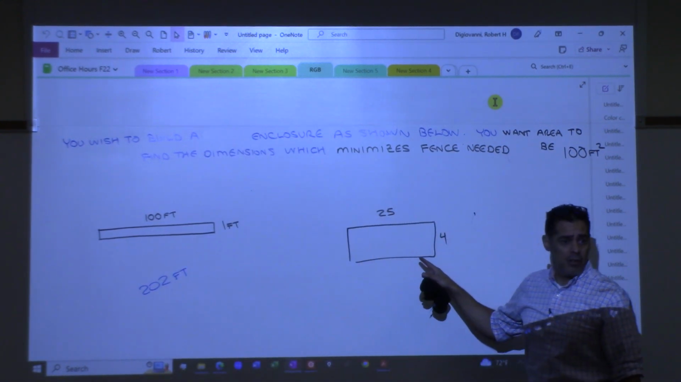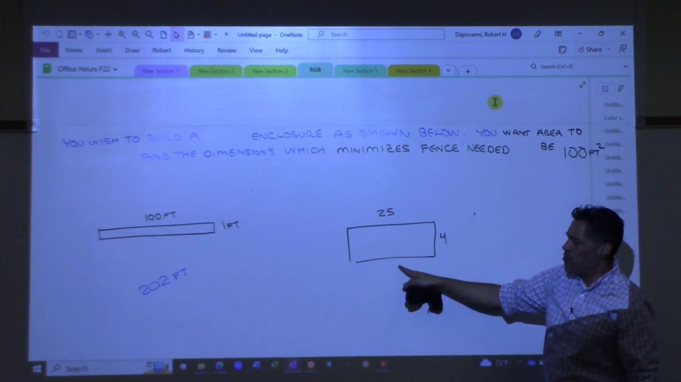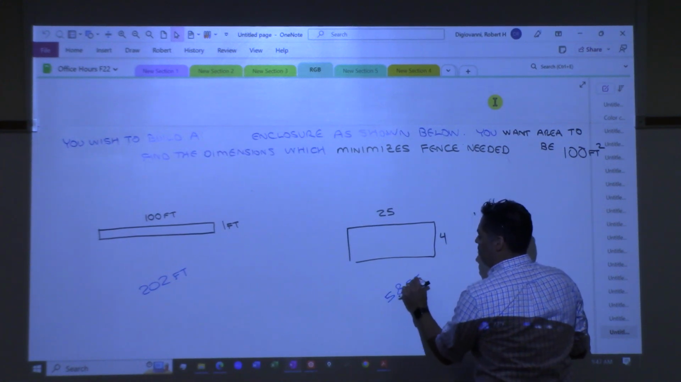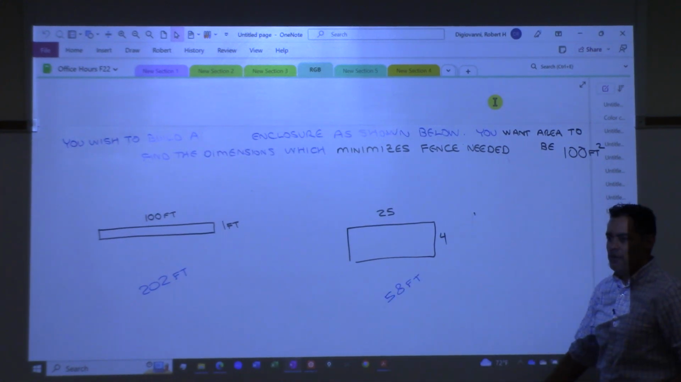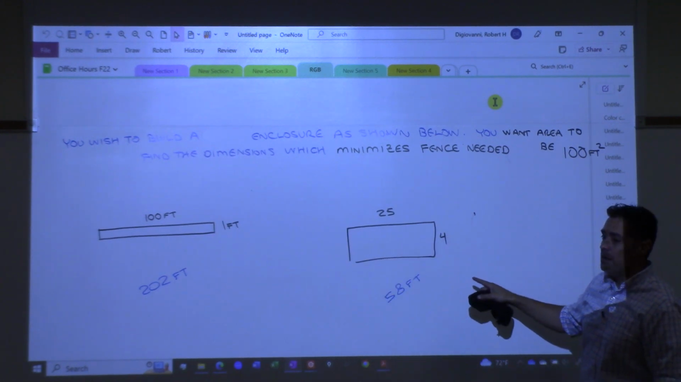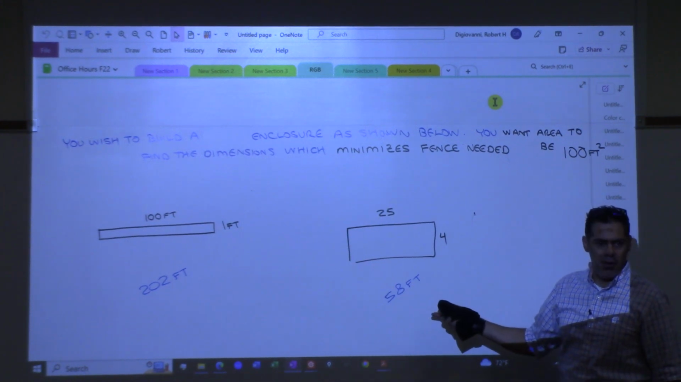This has an area of 100 also, right? How much fence do I need for this? 25, 25, 50, plus 4 and 4, 58. So what's better? I mean, okay, for this it would be a square, right? But do you get the idea? I mean, there's a big difference, this cost of materials, right?